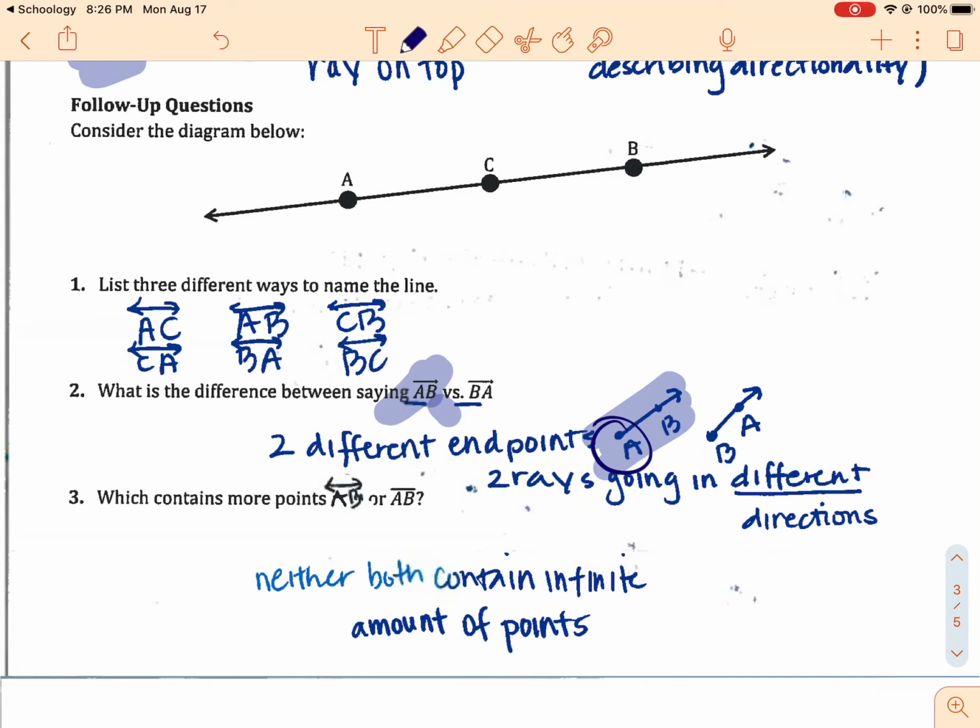Which contains more points for number 3? We have a line AB, and then we have a line segment AB.